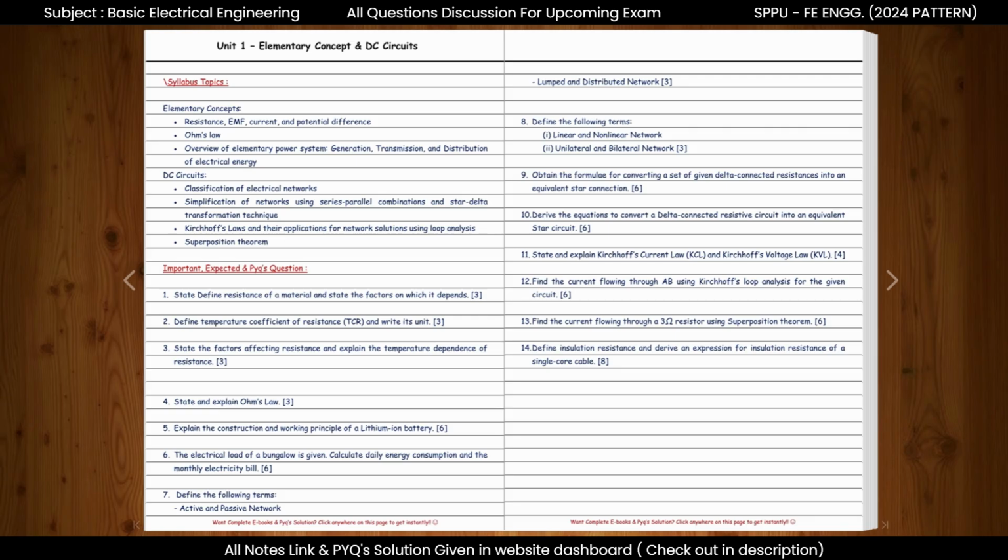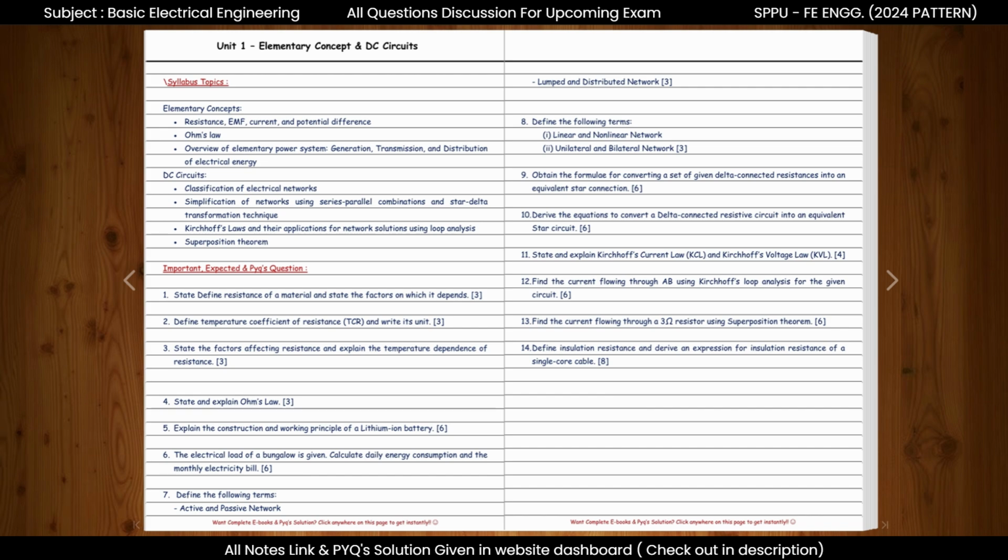This makes analysis simpler in many circuits. Alright, let's move on to our next important topic, star to delta conversion. From this topic, we can expect questions such as, derive the equations to convert a delta-connected resistive circuit into an equivalent star circuit. In a star-to-delta conversion, each delta resistance is found by adding the product of two star resistances and dividing by the third star resistance. These conversions are essential for simplifying complex resistor networks.